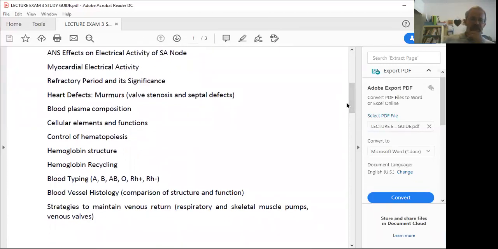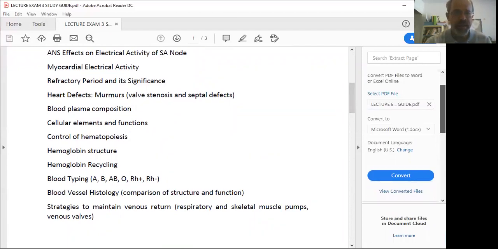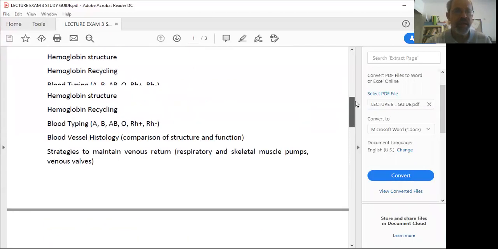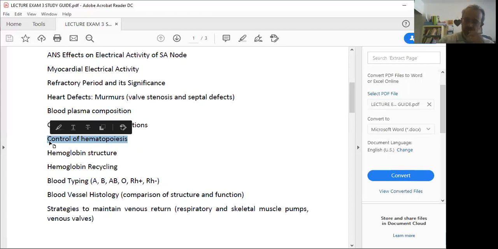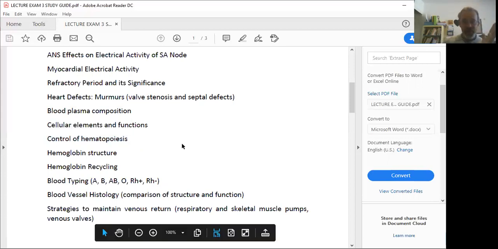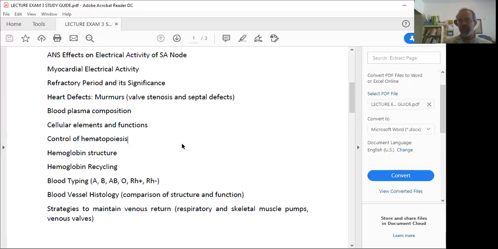We spoke about the blood itself. It's composed of both plasma and cellular elements. You should know the composition of the plasma, what the cellular elements are, what their functions are, how the cellular elements are formed. In other words, what the stem cell is, what path they go down, what are some of the chemical messengers, right? Erythropoietin, colony stimulating factor that control each pathway.